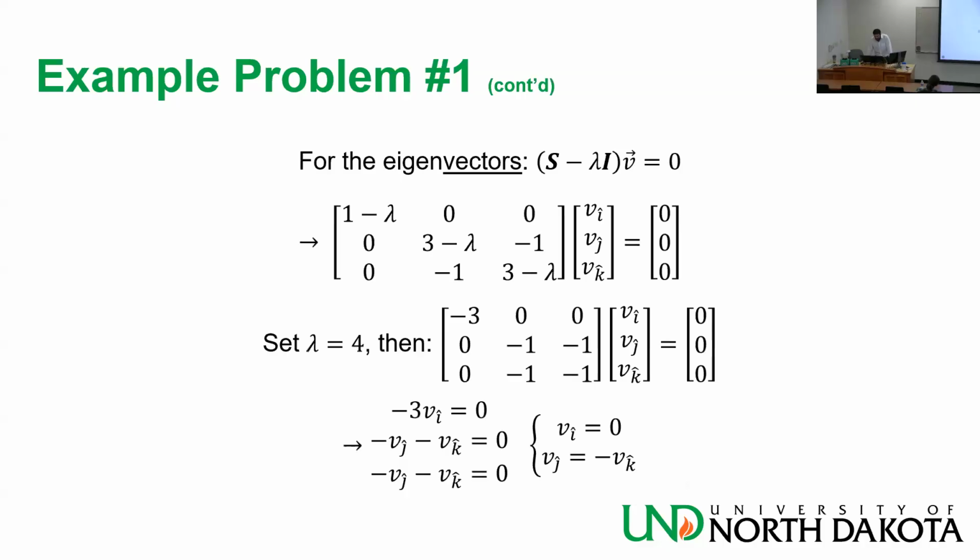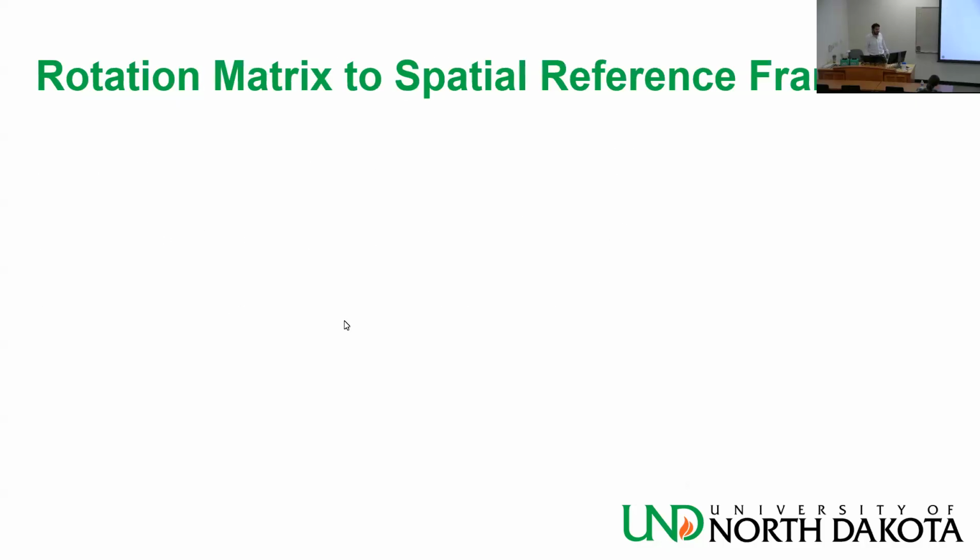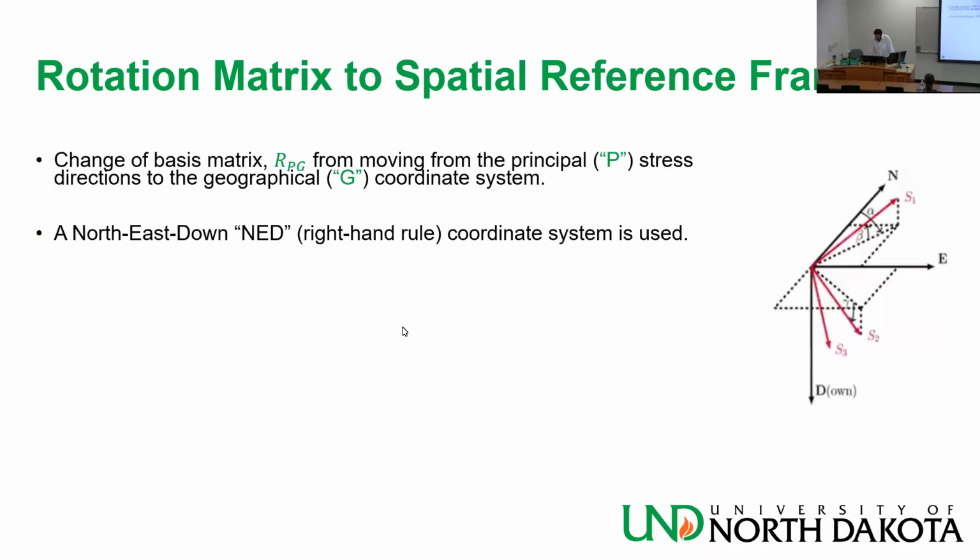Example problem number 1 is important. This is how you find the eigenvalues and eigenvectors. Eigenvalues are the in situ principal stresses. Eigenvectors are their respective directions. For every eigenvalue, you have an eigenvector, right? Okay.